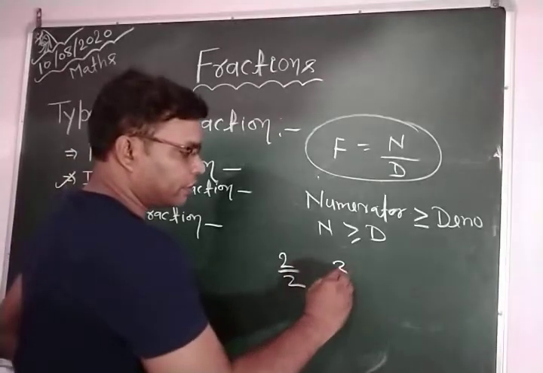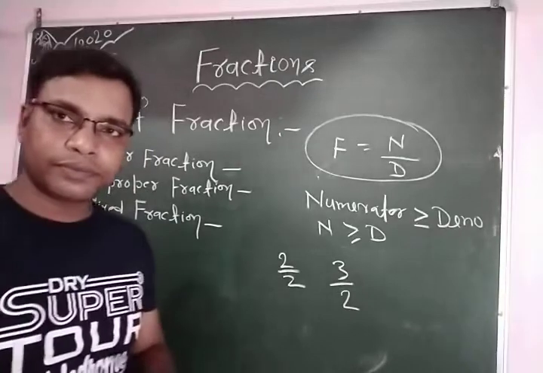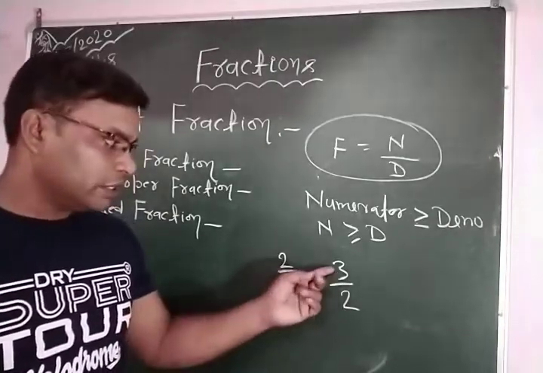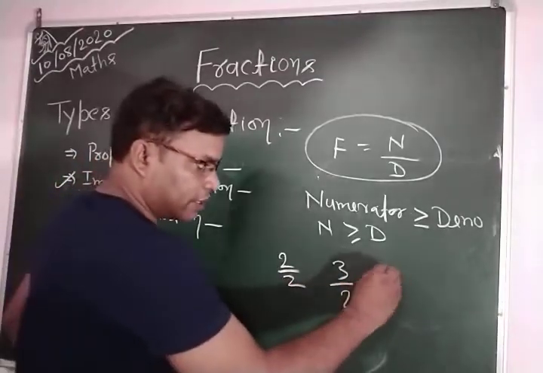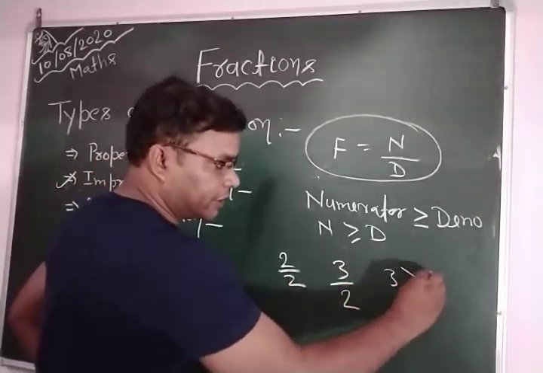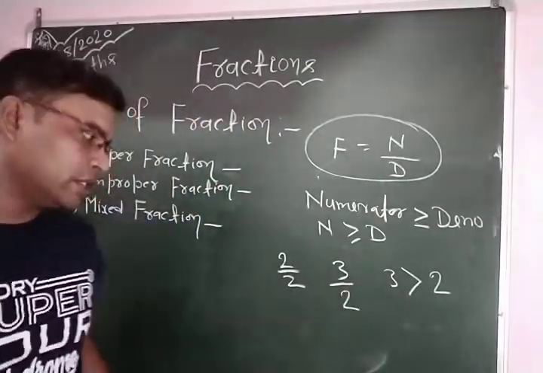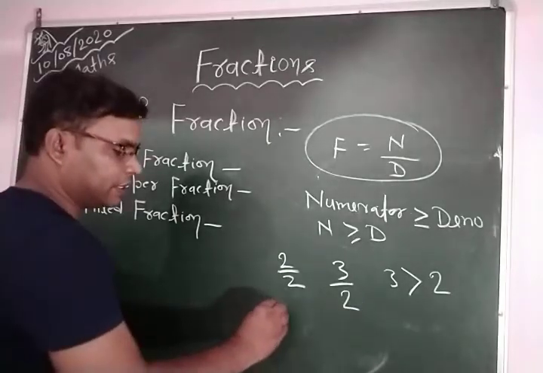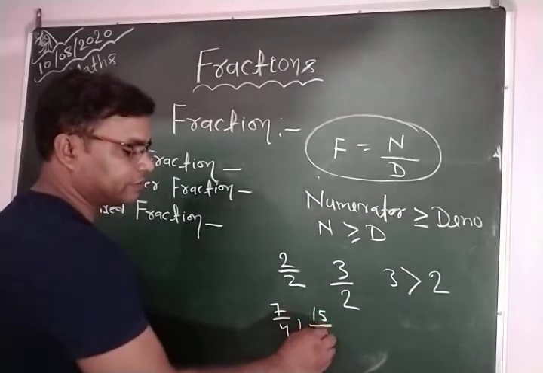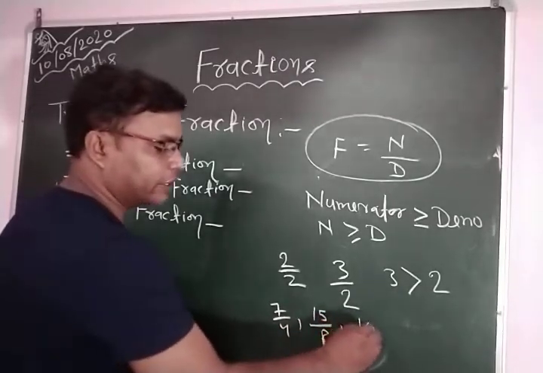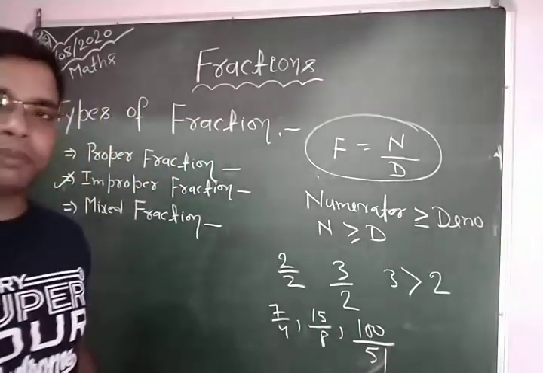Now 3 by 2. Here the numerator is 3 and the denominator is 2. So you can see the numerator is greater than the denominator. This is an improper fraction. We can take a lot of examples: 7 by 4, 15 by 8, 100 by 51. These are a lot of examples of improper fractions.